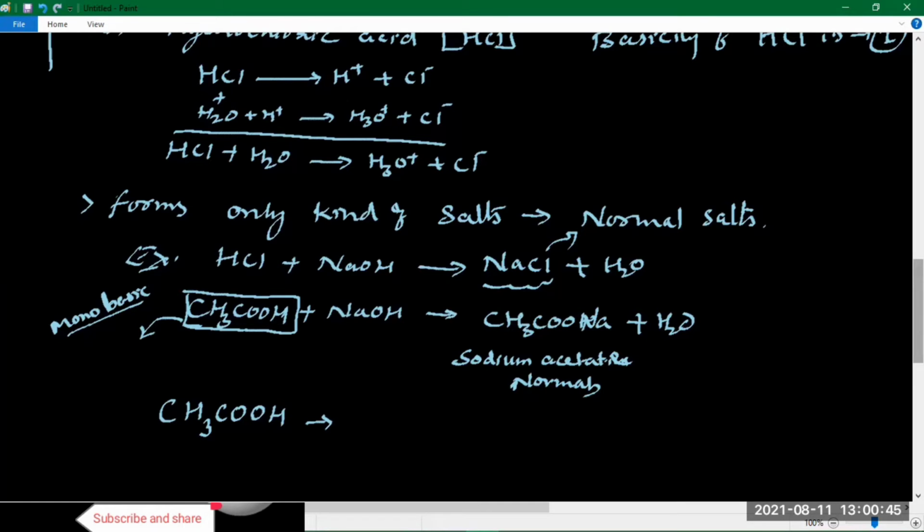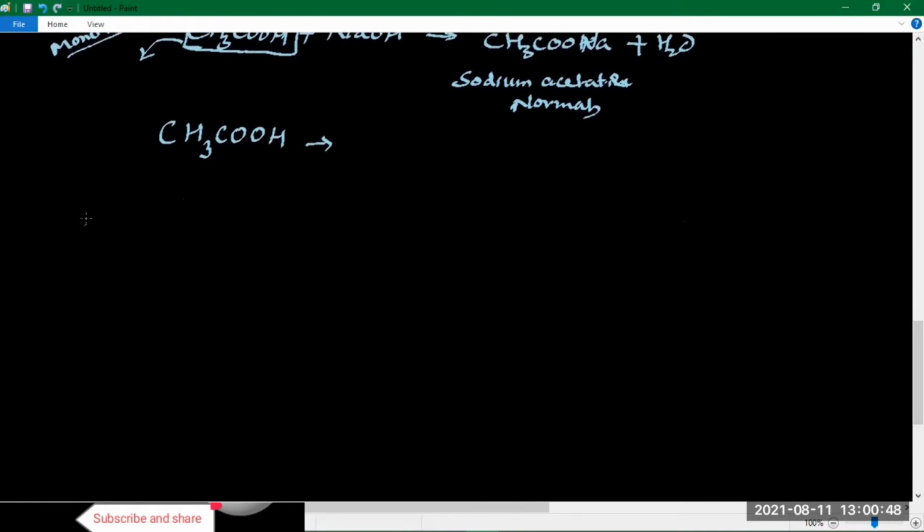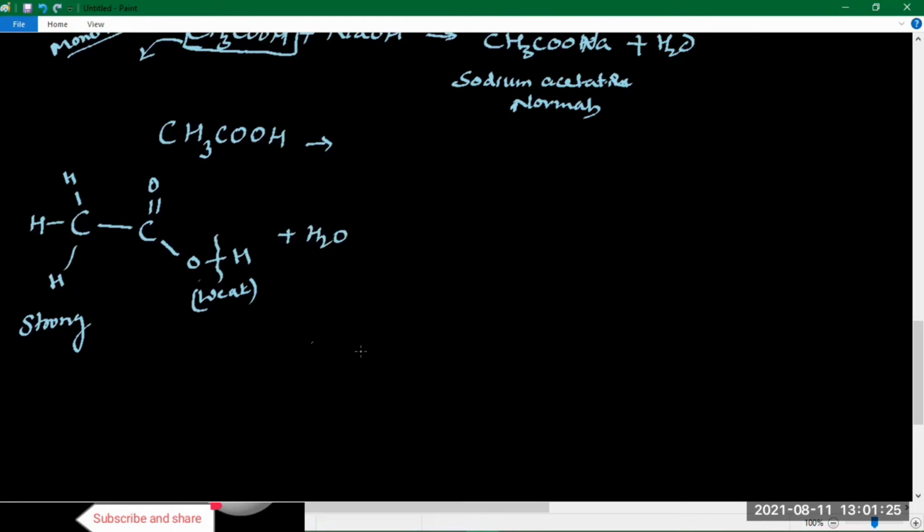Why? Because let me show the structure of acetic acid. Acetic acid basically forms covalent bonds between carbon and carbon and between carbon and hydrogens. So the bond strength between the carbon and hydrogens is very strong, and the bond between the oxygen and hydrogen is very weak compared to the bond between hydrogen and carbon. Hence, when it is dissolved in water, it suddenly breaks this hydrogen off and makes the acetic acid into CH3COO minus plus H plus ion.